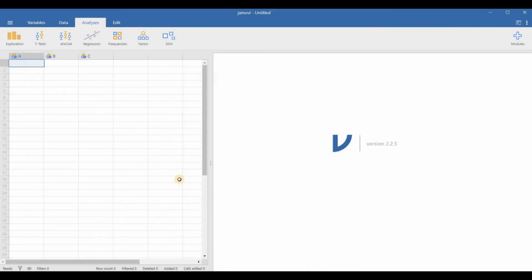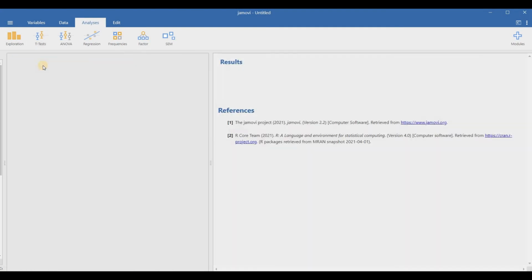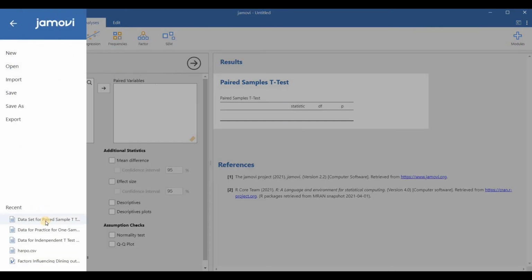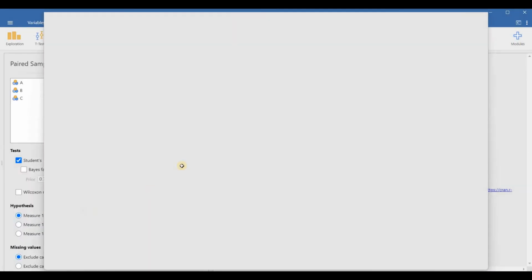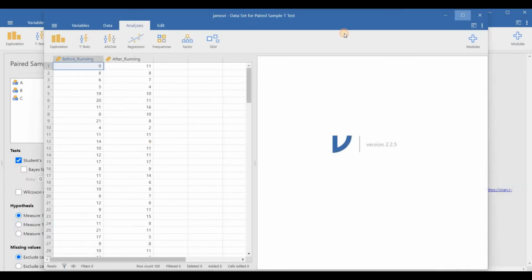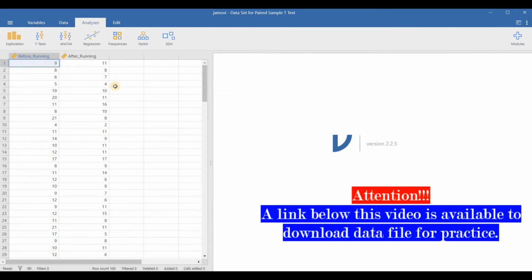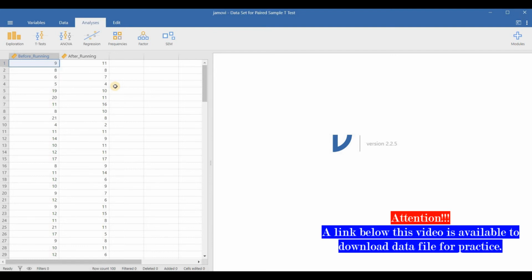So now we have reached Jamovi's interface, and we are going to apply this test in Jamovi. First of all, you have to select the type of the test. So paired sample t-test is selected. First of all, we have to attach the data set. The data set for the paired sample t-test is already available and has been attached to our Jamovi. By the way, I have left the link of this data set below this video. If you like, you can download it and use this data for your practice.